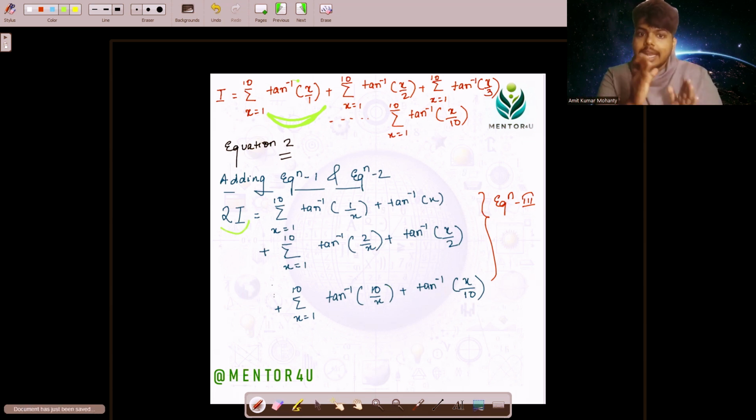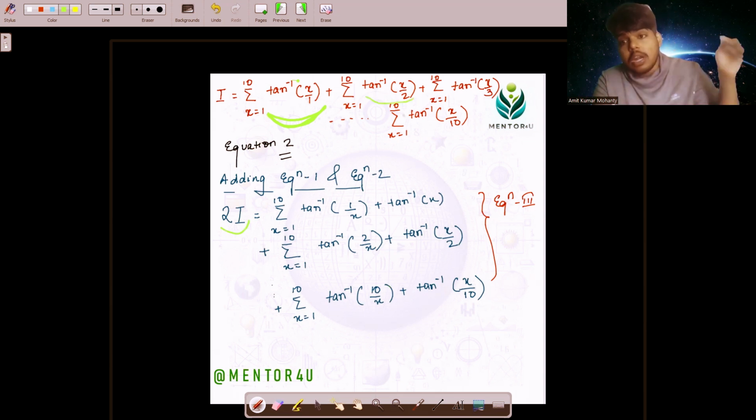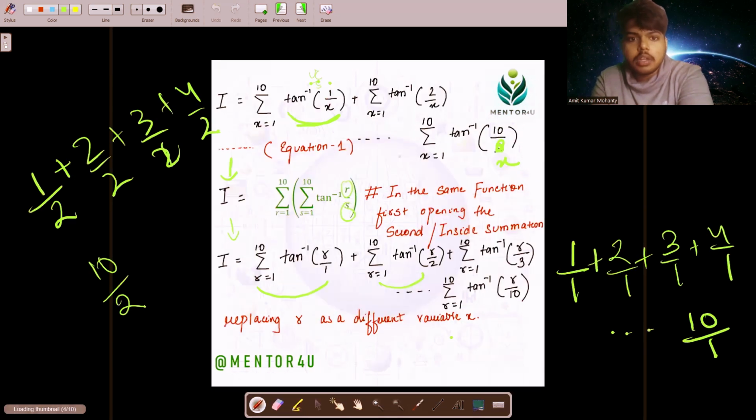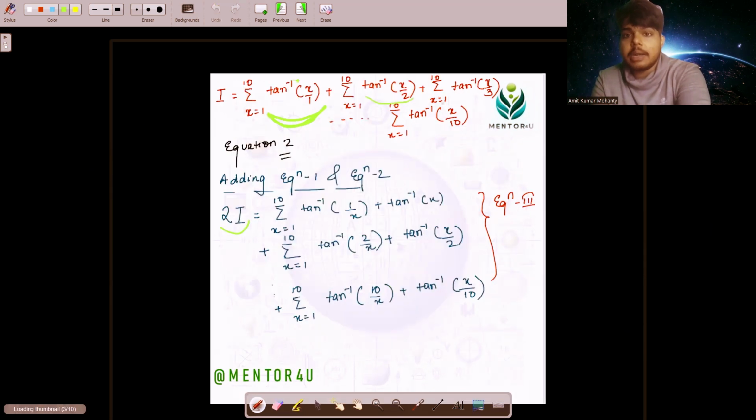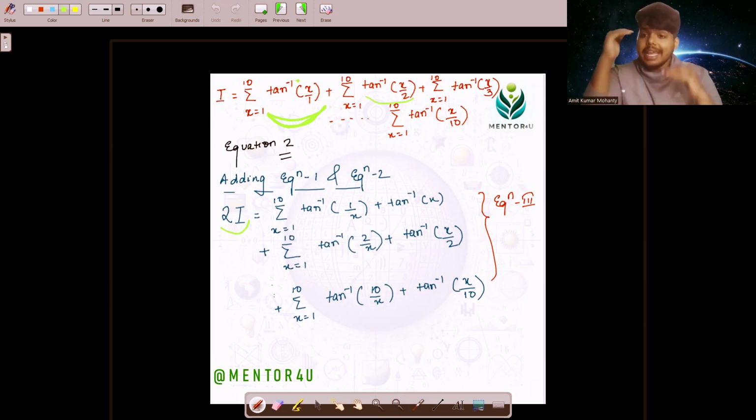Clear? Now, let's look into the second term. What is the second term in the summation? Tan inverse x by 2 for the second equation. Now, in the first equation, the second term is tan inverse 2 upon x. So if I write both of them together, because I'm adding all the sums, it is the summation of x equals 1 to 10 of tan inverse 2 upon x plus tan inverse x by 2. Each has 10 terms, so in total there will be a summation of 10 terms.